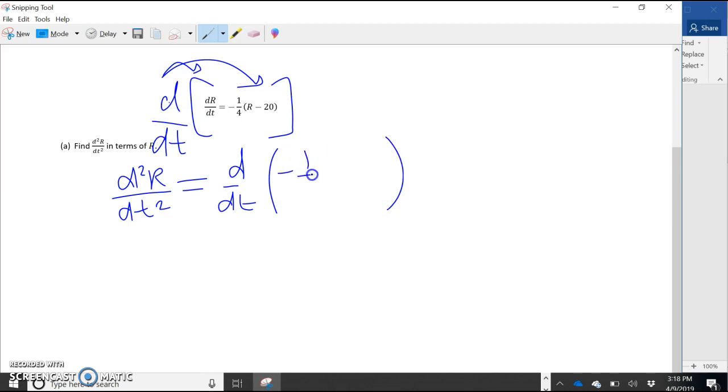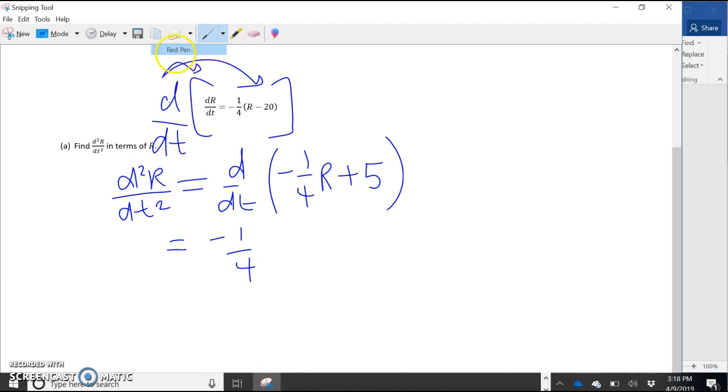Which, if I clean it up a little bit, is negative 1/4 r plus 5. Hopefully you can follow where that plus 5 comes from when I distribute my negative 1/4 to the negative 20. So now I'm going to say, all right, well, my double derivative is equal to this derivative over here on the right side. The derivative of negative 1/4 r is negative 1/4.